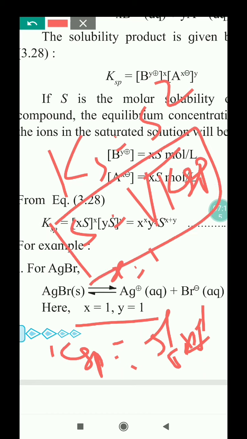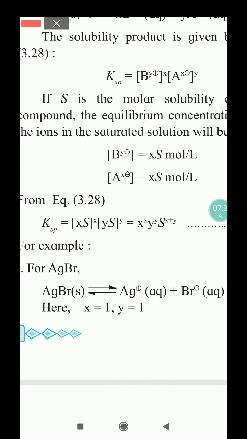So students, the question may ask, derive the relation between solubility and solubility product for AgBr, or in another way the question may ask, prove that the solubility of AgBr is the square root of its solubility product.